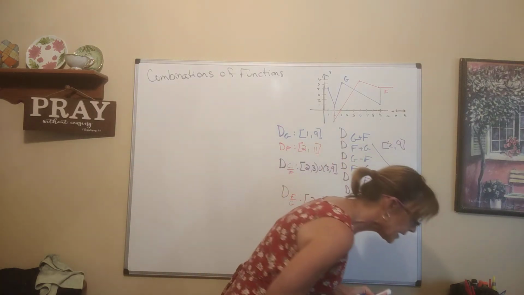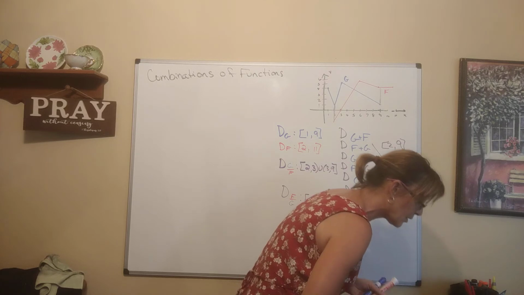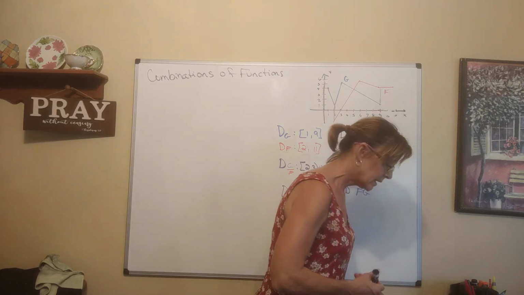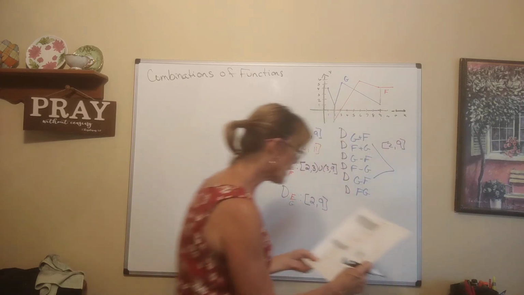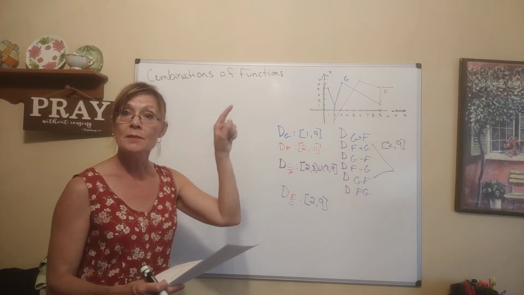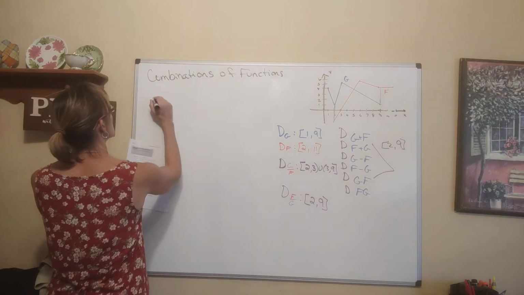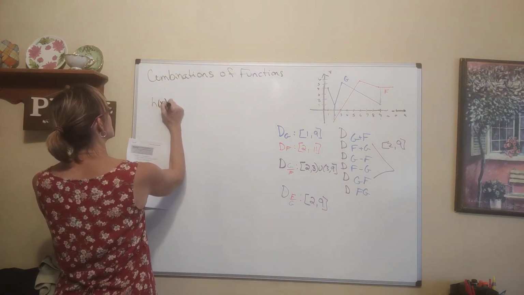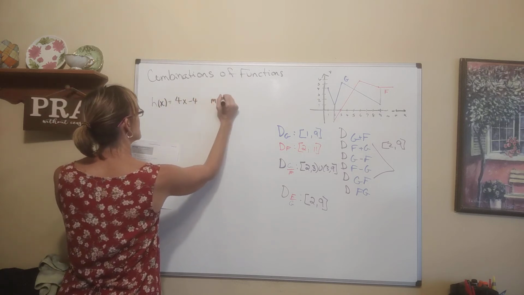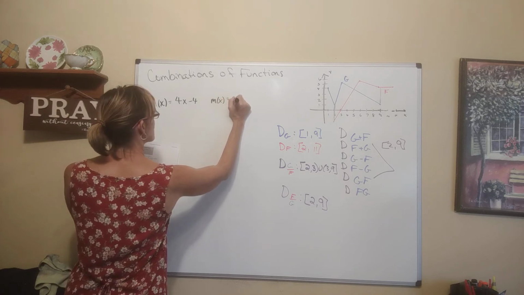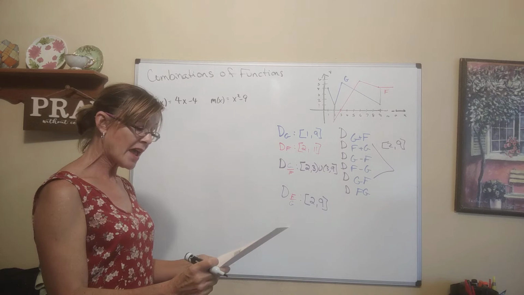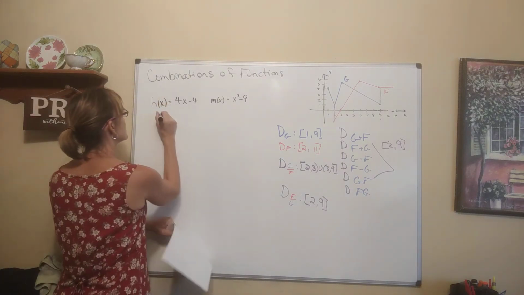So let's go back and look. We came across a couple of problems. I'm on number 4 on your sheet. Given that h of x is 4x minus 4 and m of x is x squared minus 9, the same as they were before, right? Then it says find the domain of h over m of x.